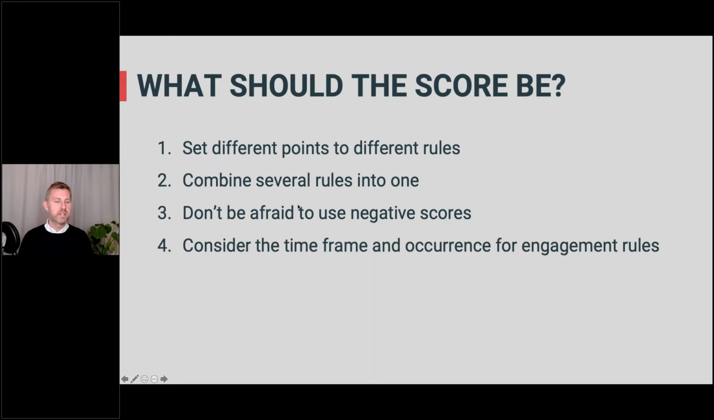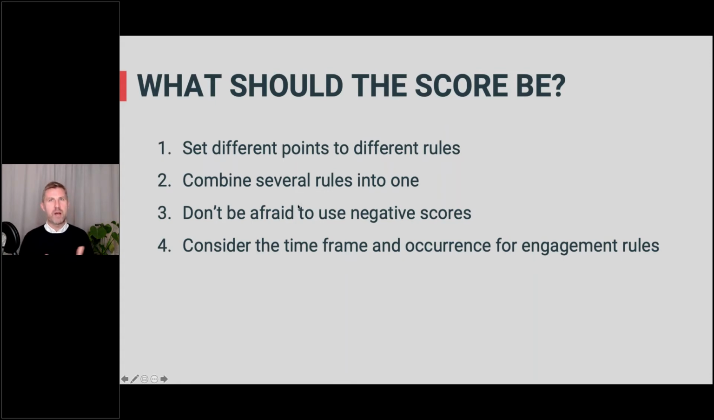And then lastly, think about time frame and occurrence, meaning that things that happened 6 months ago might not be that interesting. So a visit to your pricing page today is much more interesting than a visit to the pricing page that happened 4 months ago, right? So you can set time frames and make sure that scores kind of disappear over time when things have happened a long time ago.